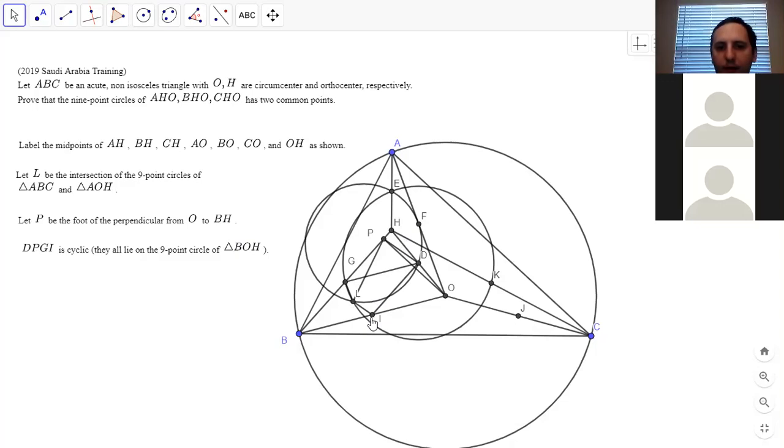And then PI is also half the radius because BPO is a right triangle and I is the circumcenter. So PI is equal to IO is equal to IB. Okay. So we know PI equals DL. Now, can we do something else to show that that's an isosceles trapezoid? If we can show that PD is parallel to LI, that would solve the problem.